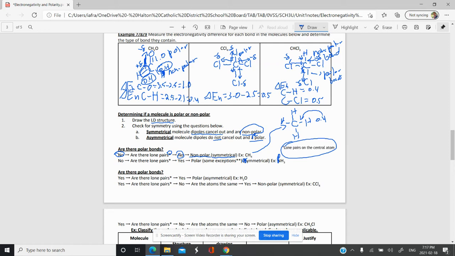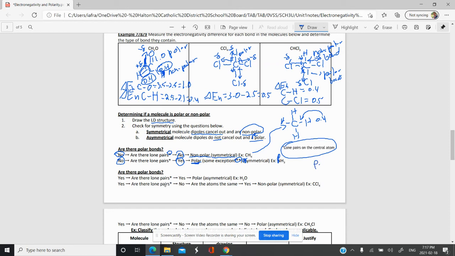Now, let's say you went a different route. Let's say you asked, are there polar bonds? And you said no. Okay, your next question is, are there lone pairs around the central atom? And you say yes this time. If you say yes, there are some exceptions, and we'll talk about those after, but for the most part, even though there's no polar bonds, your molecule will still be considered polar. Let's just look at an example of this right now.